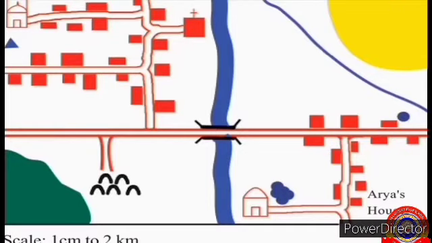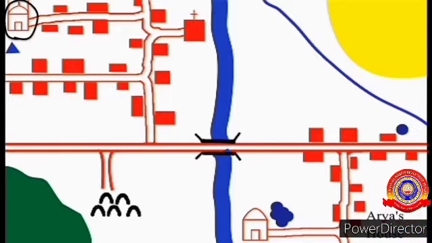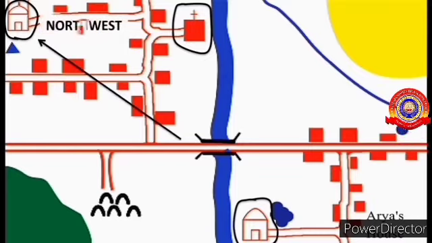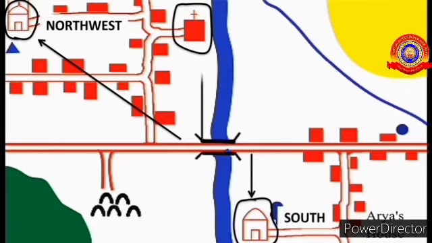Children, now look at the map and answer the questions. What is the scale of this map? Yes, 1 centimeter to 2 kilometer. Next question. In which directions are the places of worship situated? Mosque, temple, church. Yes, mosque northwest, temple south and church north.